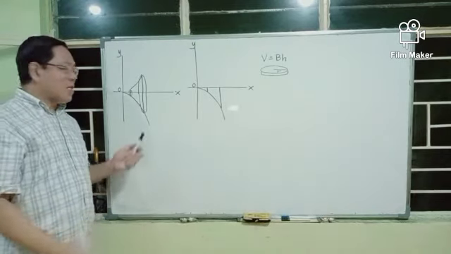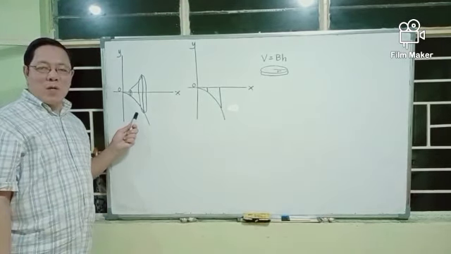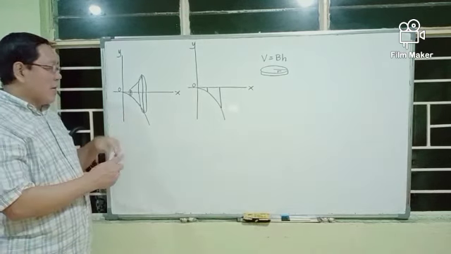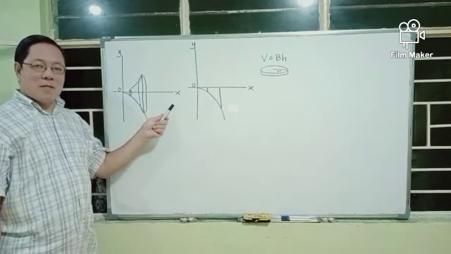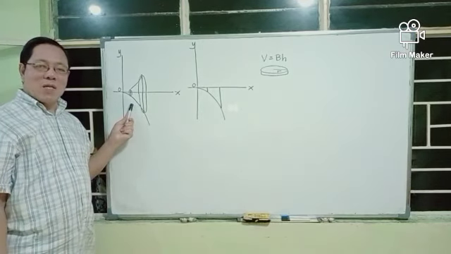And the solid that will be generated will look more or less like this solid. This solid is obtained by revolving the area about the x-axis. And we will now find the volume of this solid.